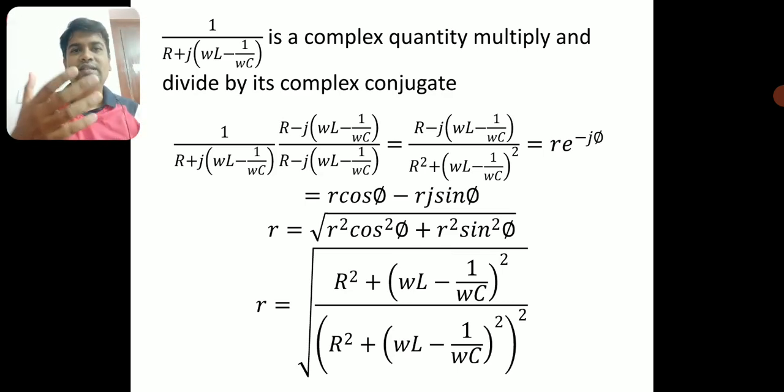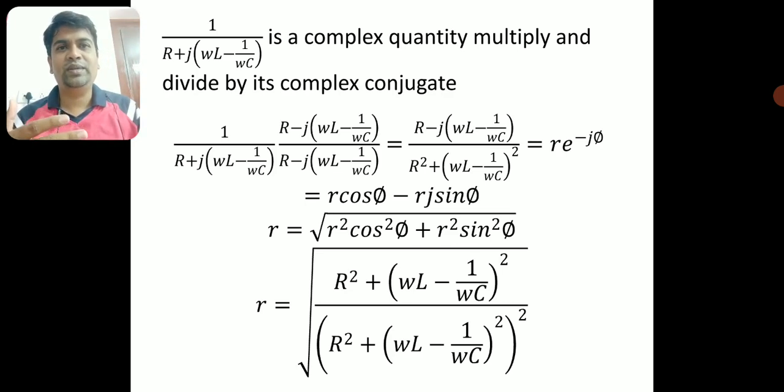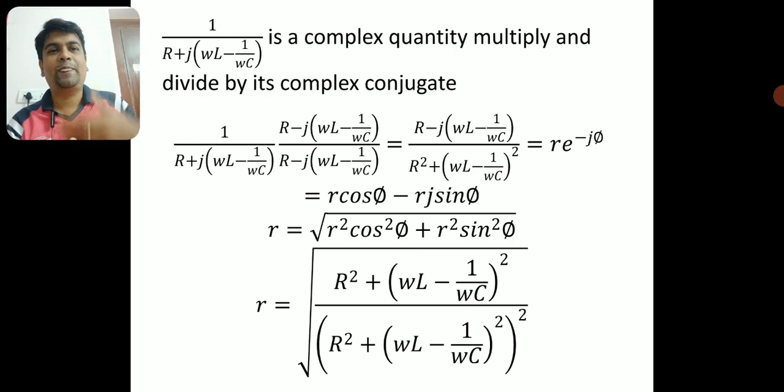r cos phi is r divided by r square plus omega L minus 1 by omega C whole square, plus r sin phi is omega L minus 1 by omega C divided by r square plus omega L minus 1 by omega C whole square. So the denominator is the same, no need to take an LCM. Write the denominator; it is squaring, in fact you have to square and write. So the denominator will be the same, and simply add the numerators.